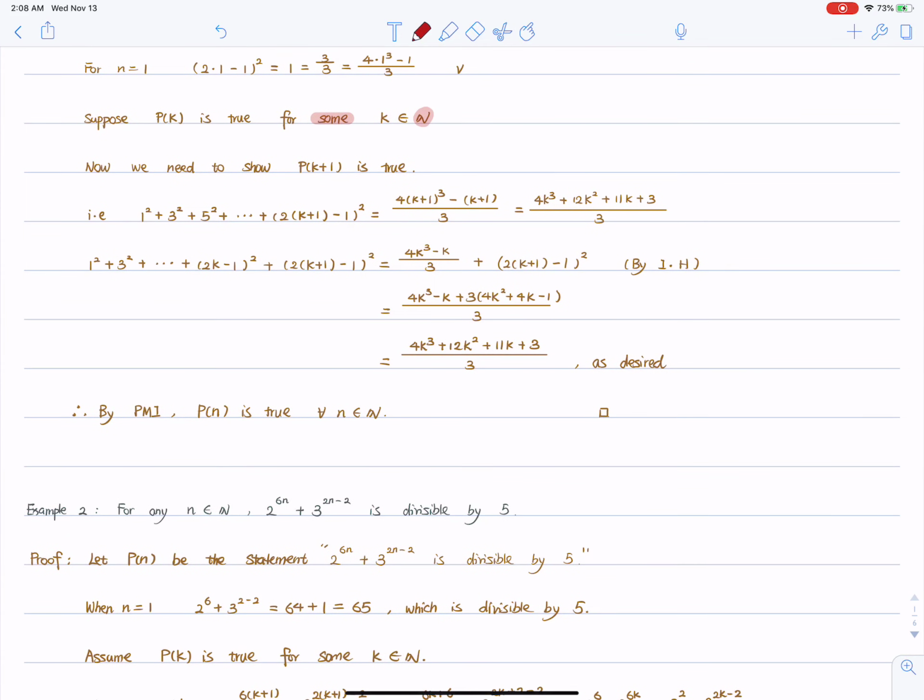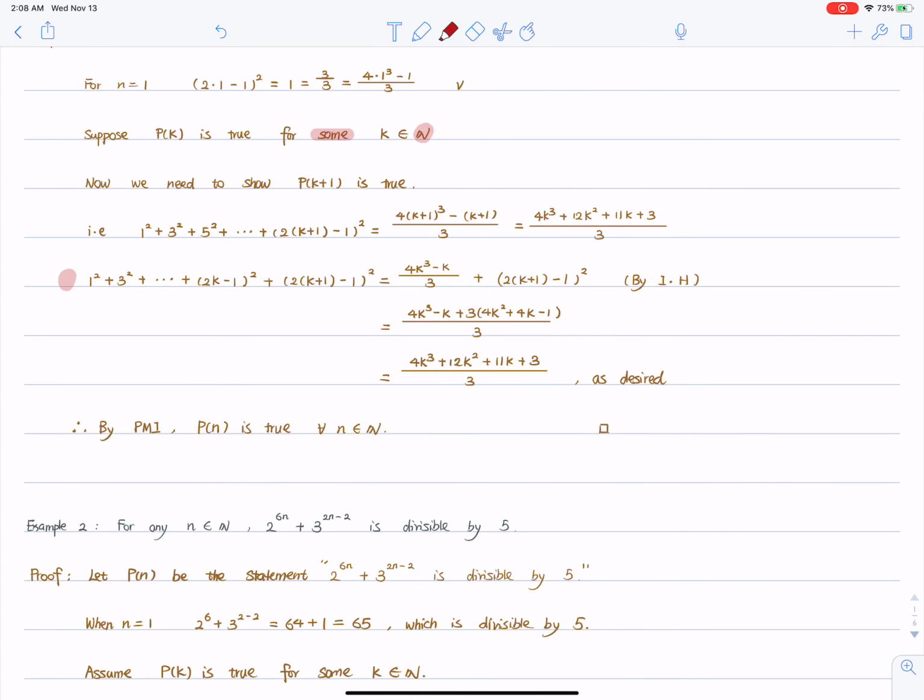Anyway, so the inductive step actually starts here. We have this whole thing, and notice that this is equal to this by our hypothesis, okay? So we have this plus this, and then you just do manipulation. Eventually you should get this.